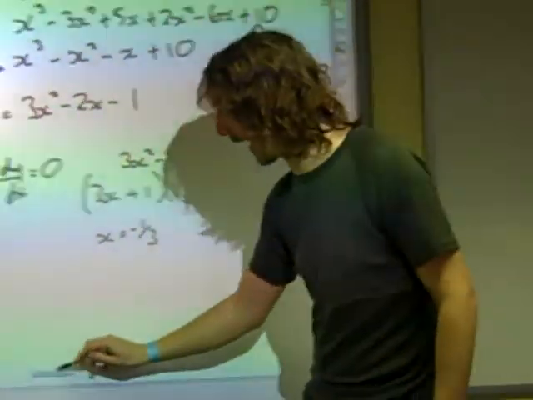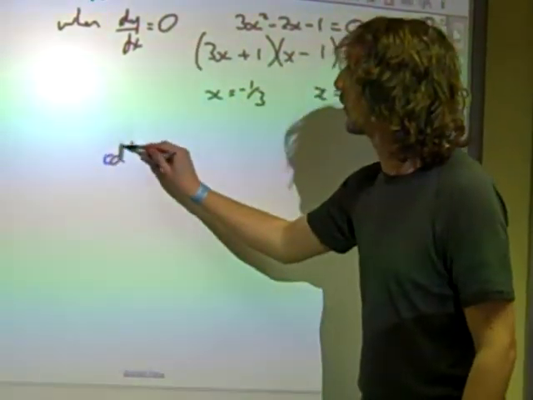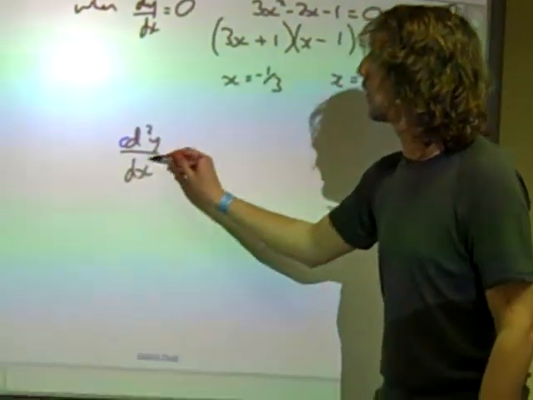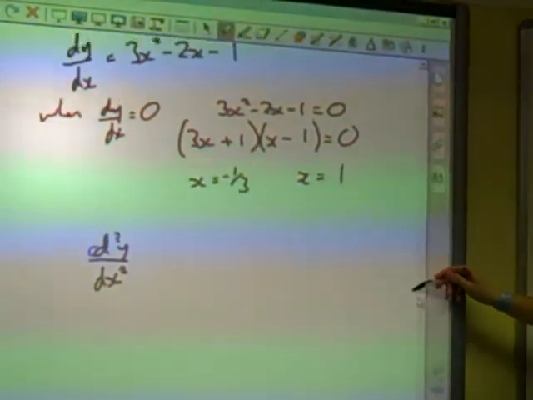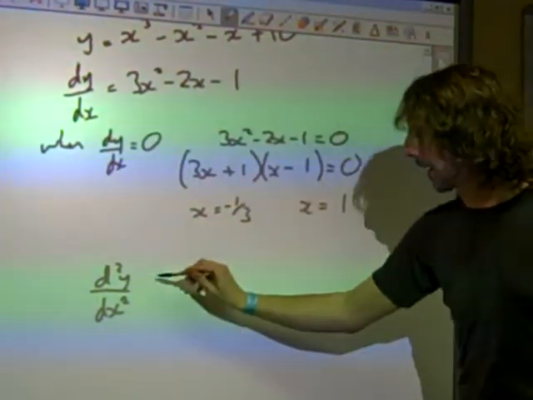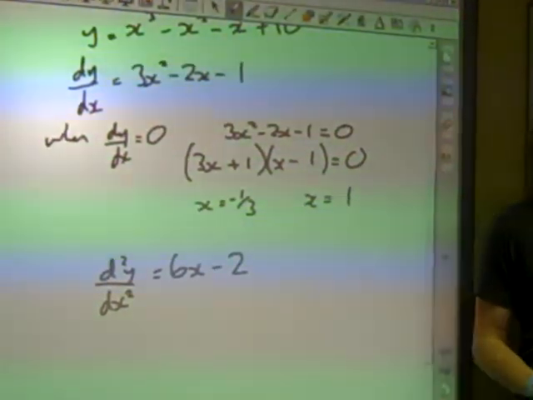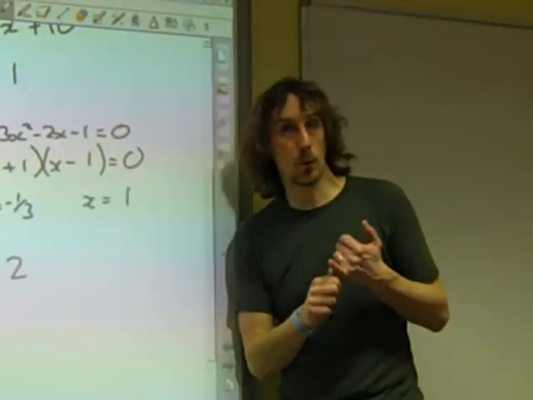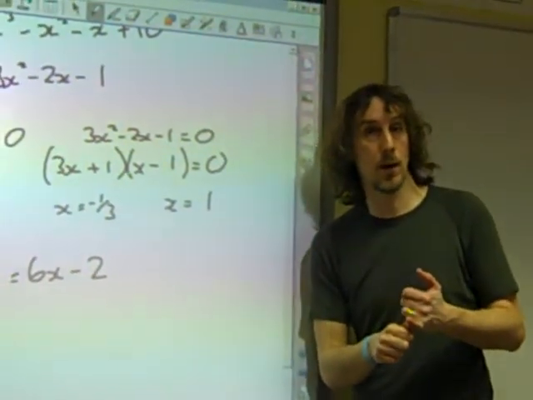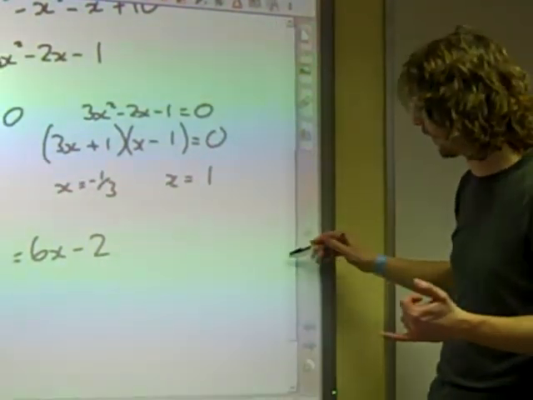So let's differentiate it again. d2y by dx squared would be, we differentiate this again, we're going to get 6x minus 2. If it's a minimum, we want the one where d2y by dx squared is greater than 0, because that's what you get for the minimum. So let's sub these values in.